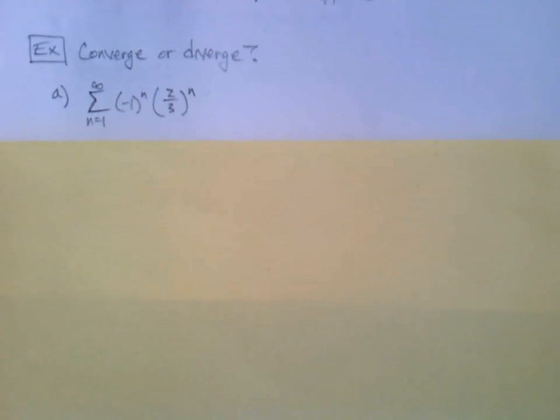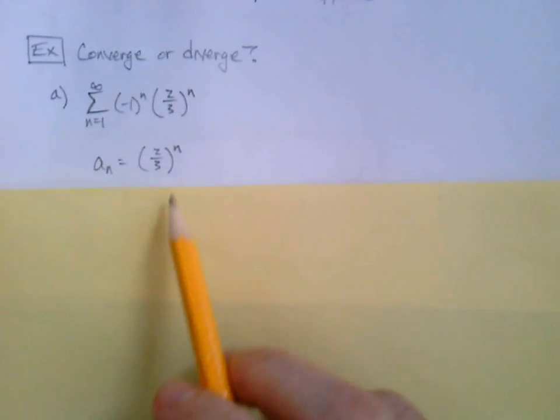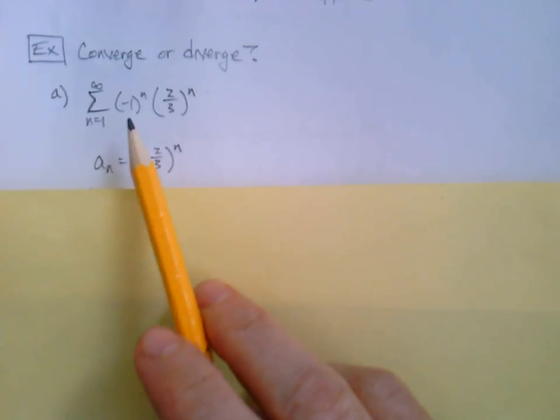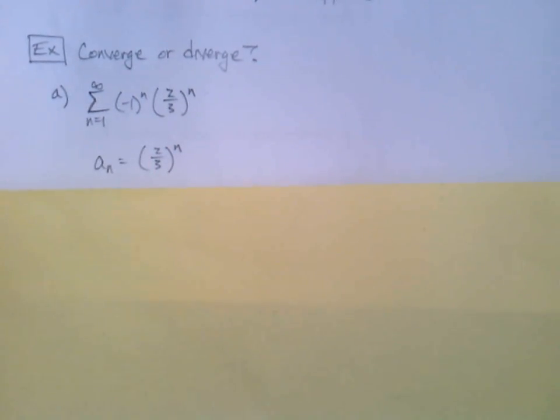It's always a lot easier when, whatever section you're learning, you're going to apply those ideas. So how are we going to go about this? Well, first we want to identify the a sub n. And in an alternating series, it's always the non-alternating part. So we remove the negative 1 to the n power. A sub n equals 2/3 to the n.